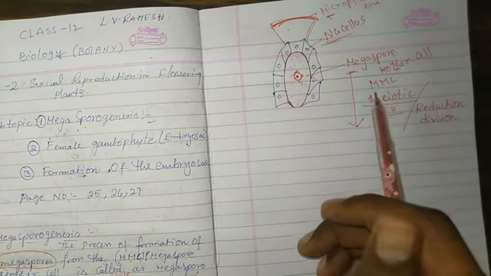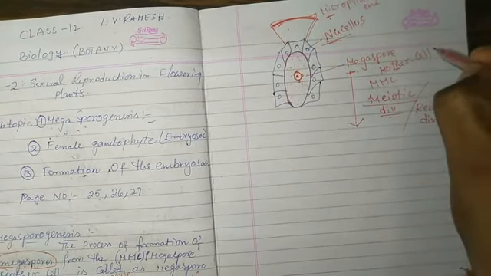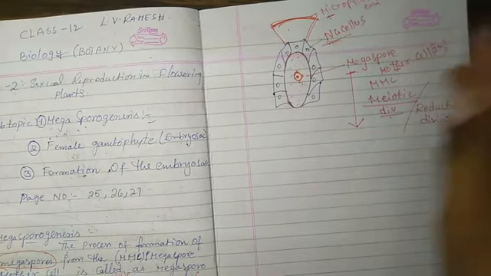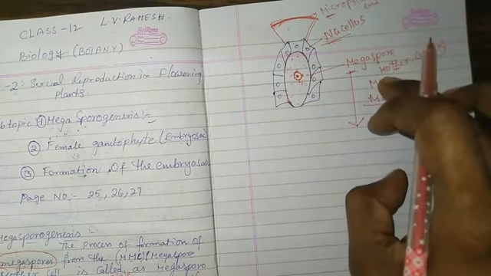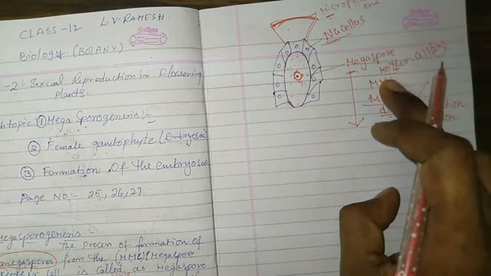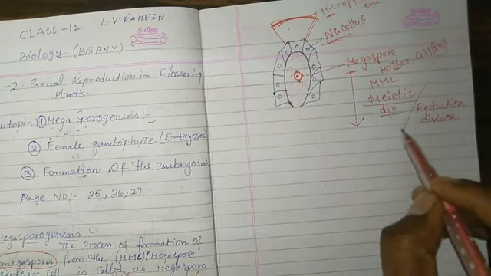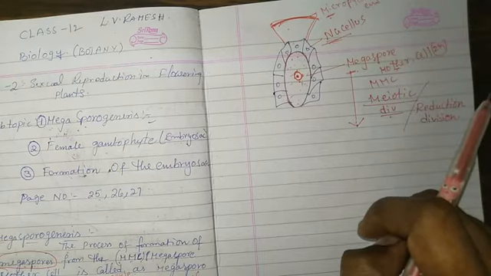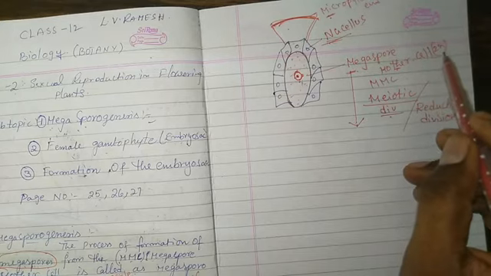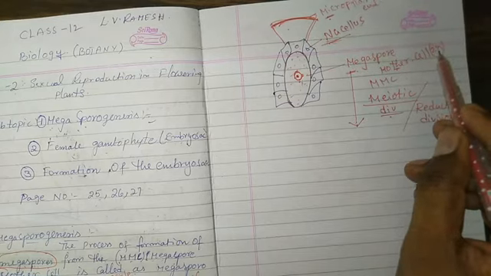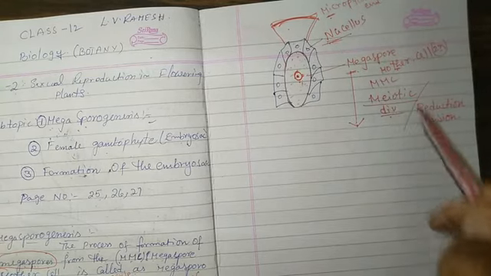Already you know this one. If the megaspore mother cell has 2n nuclei, it is in a diploid state. If this megaspore mother cell undergoes meiotic division and forms cells, those cells have only a single n. That means half the number of nuclei are present in the daughter cell compared to the parent cell. If this happens, that is called a meiotic division.